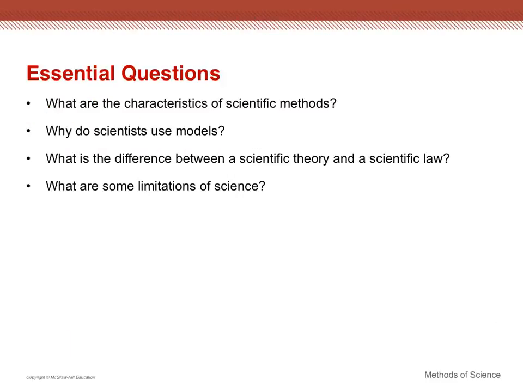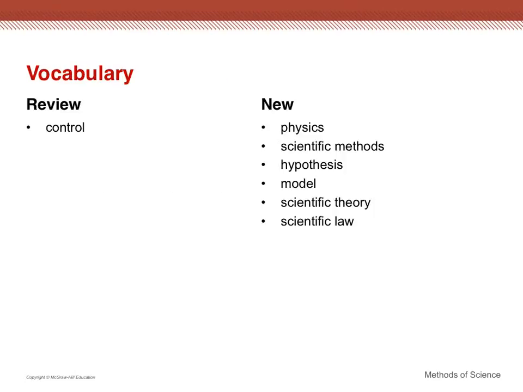In this section, we are going to answer 4 essential questions. First is, what are the characteristics of scientific methods? Why do scientists use models? What is the difference between a scientific theory and a scientific law? And what are some limitations of science? Here's a list of some vocabulary that we're going to discuss in this section. Some you may have seen, some you may have not.